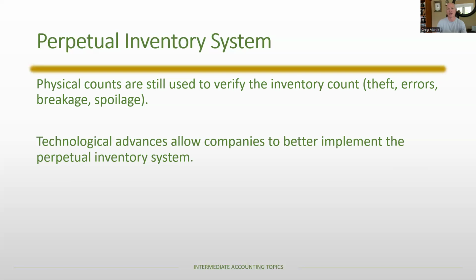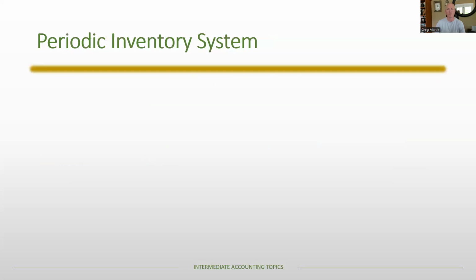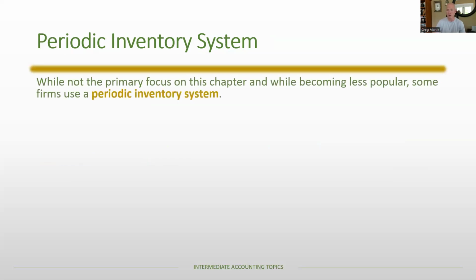And so you don't do physical counts as often, but they are still part of the process. As technology advances, obviously we're better able to track information and track specific items. And so a lot more companies are using the perpetual inventory system so that they can track things a little more closely. Now, one that you're probably not familiar with is the periodic inventory system. I wouldn't call it the major focus of this chapter, but we do need to understand it because some companies do use it, especially if they have larger inventory items and things like that.